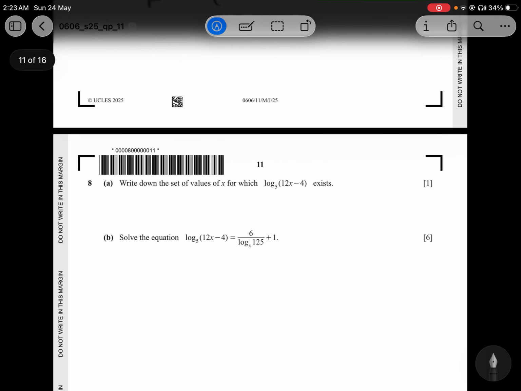Good. Good weighted maths. Write down the set of values of x for which this exists. Okay. So 12x minus 4 cannot become 0 or equal to 0. It cannot become 0. So there is no negative value or 0 here. So x should be greater than 4 over 12. x should be greater than 1 by 3.